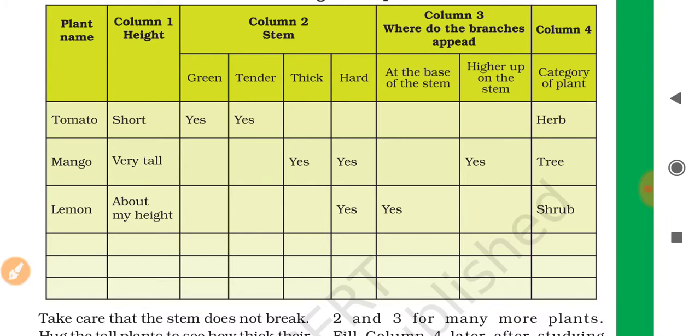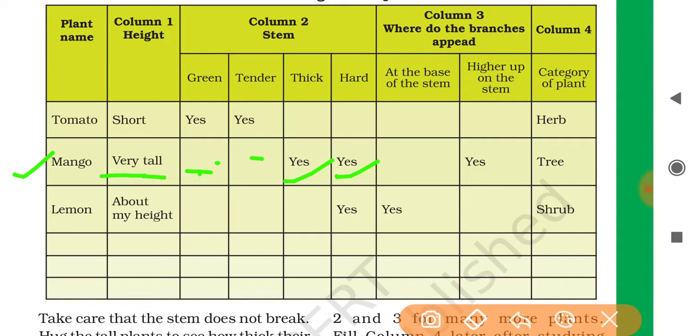Now we see the example of mango, and you can easily understand what we have to do. First, in the column height, it is very tall, because a mango tree is very high, compared to your height. In the next column, is it green? You can write yes also, but its stem is not green, so leave it blank. It is brownish, if you see clearly. Is it thick? It is thick, so you have to write yes here.